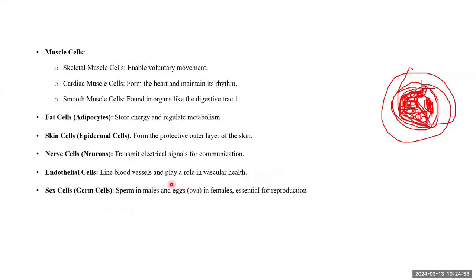So eggs contain 23 chromosomes and sperm in male contain 23 chromosomes. Whenever they fuse and form a zygote, they form a whole cell which contains 46 chromosomes. So above all, the cells are complete and diploid. Meanwhile, the germ cells are haploid.